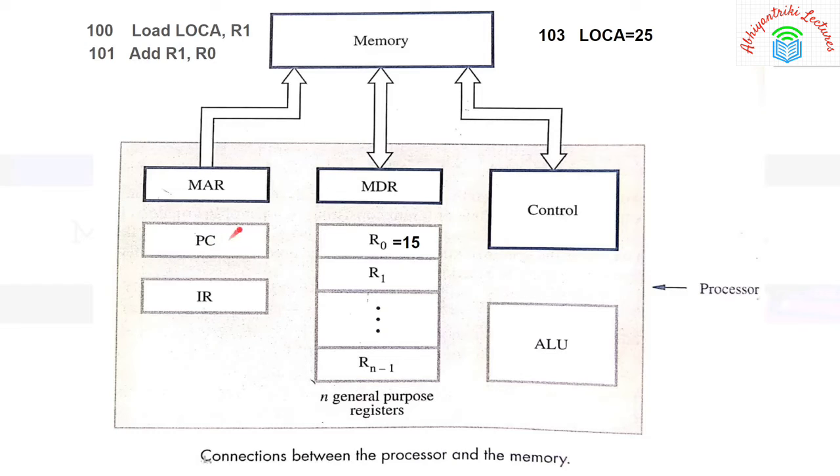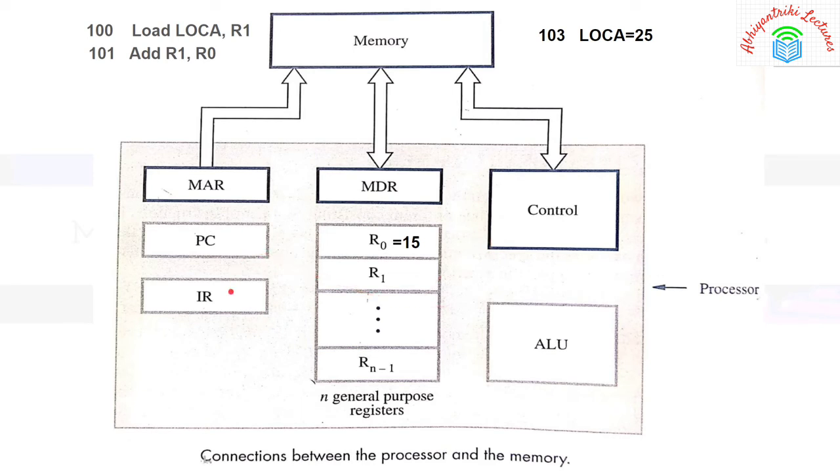Again, 101 from the PC is transferred to the MAR. Again the control unit sends the read signal. The MAR sends the address, and the instruction Add R1, R0 gets stored into the MDR register. From the MDR, this instruction is transferred to the IR. Now we have both instructions, and the output of the IR is given to the control unit.